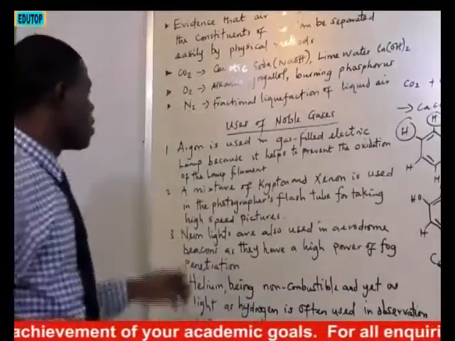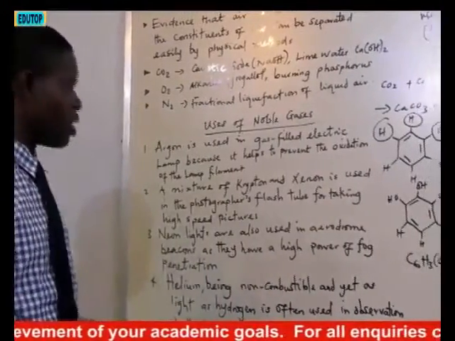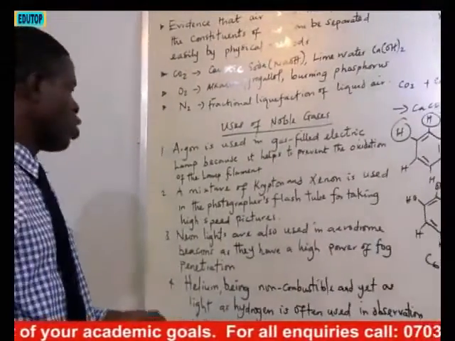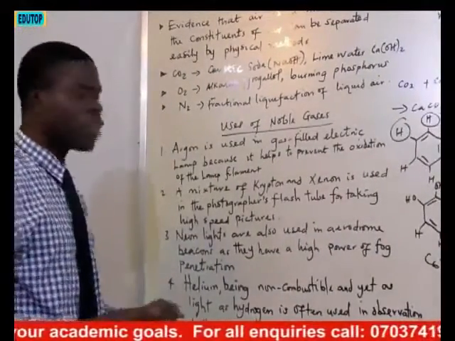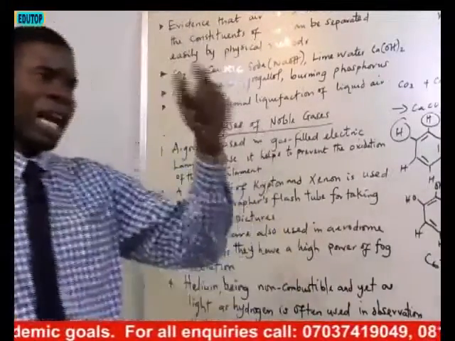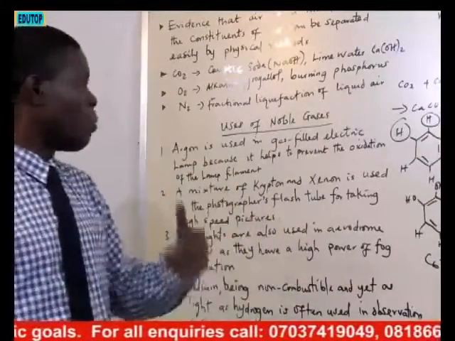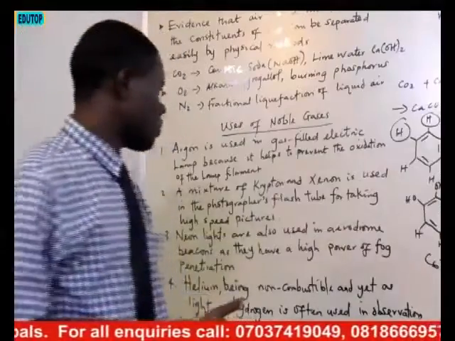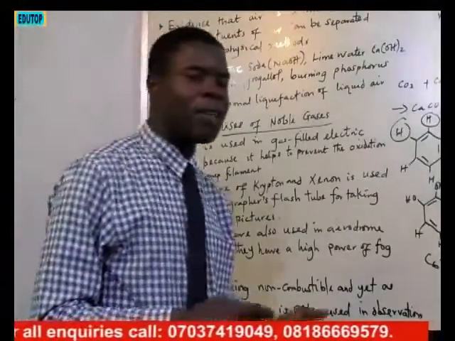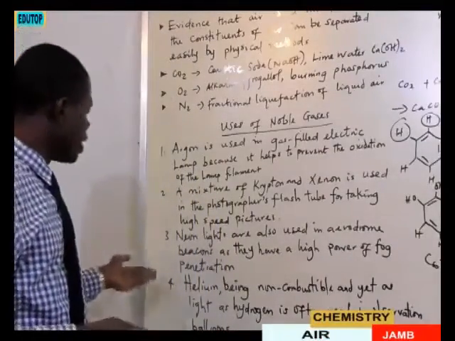2. A mixture of krypton and xenon is used in the photographer's flash tube for taking high-speed pictures. If you want to take high-speed pictures, you just need to mix krypton with xenon, and you incorporate it into the photographer's flash tube. Then 3.